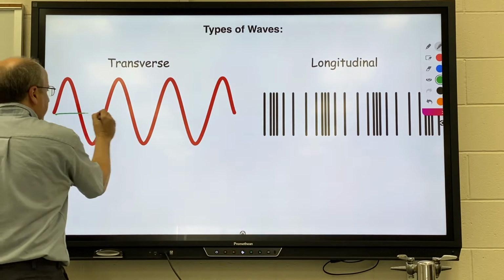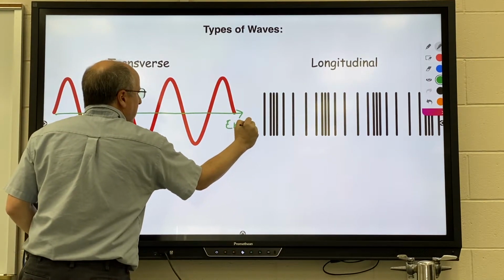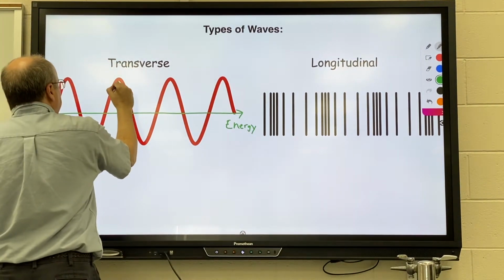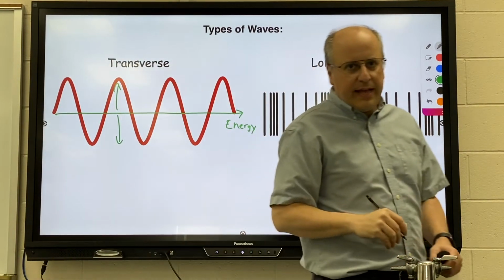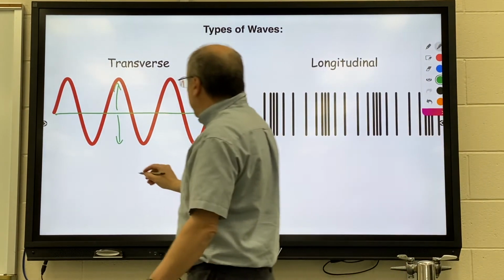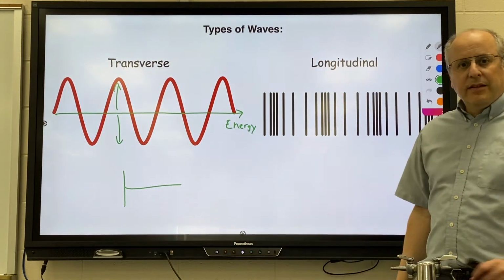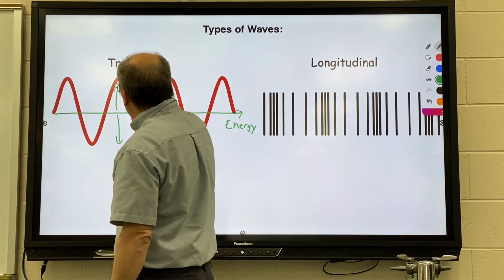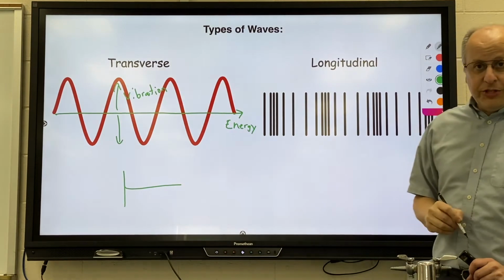So with a transverse wave, our energy pulse is moving one way, and the vibration of the particles is happening at a right angle to that. That is known as a transverse wave. I like to think of it as transverse. It's like a T. Okay, it forms a right angle. Vibrations are at a right angle to the energy.